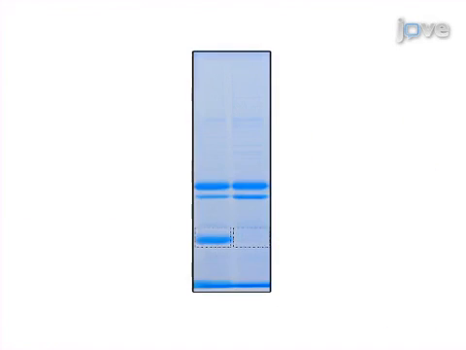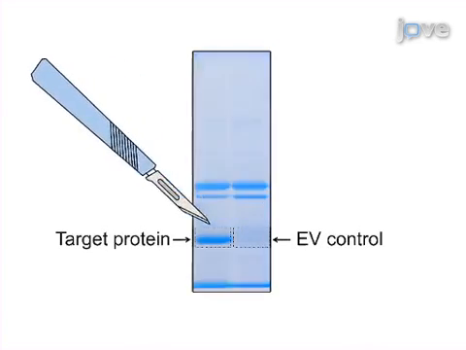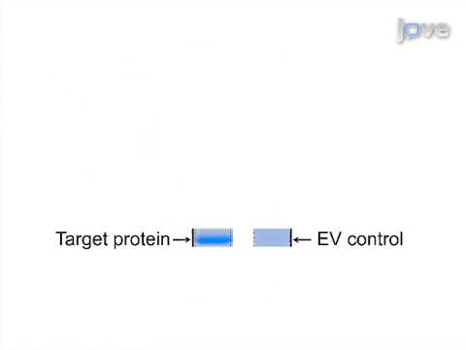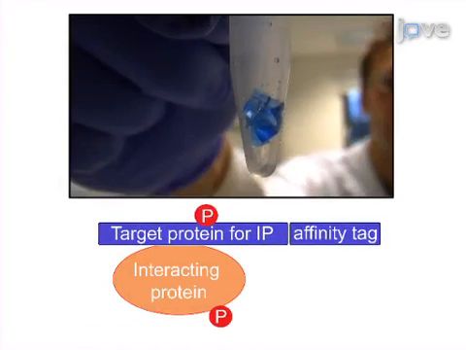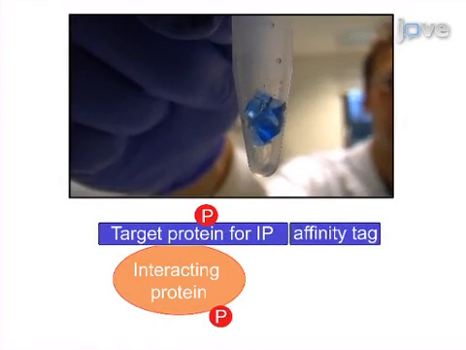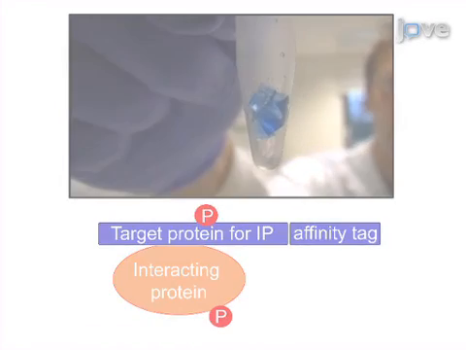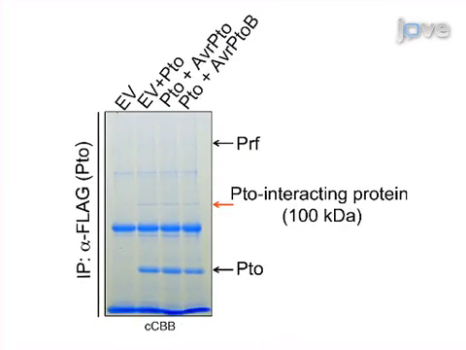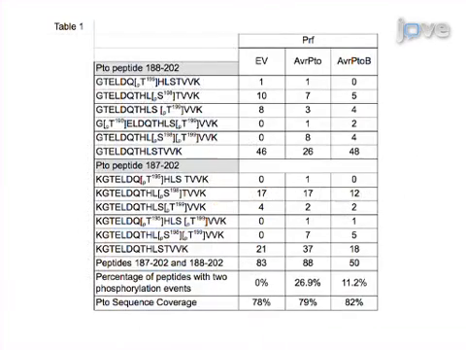Next, separate the immunoprecipitated proteins on an acrylamide gel and extract and digest the proteins from the gel band of interest. Now submit the protein samples for mass spectrometry. Ultimately, the results of mass spectrometry can detect dynamic changes in post-translational modifications such as phosphorylation.